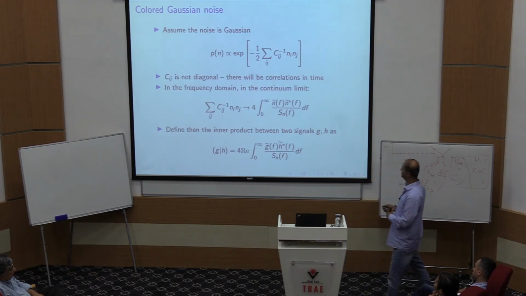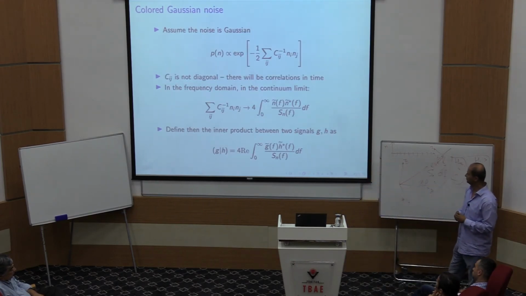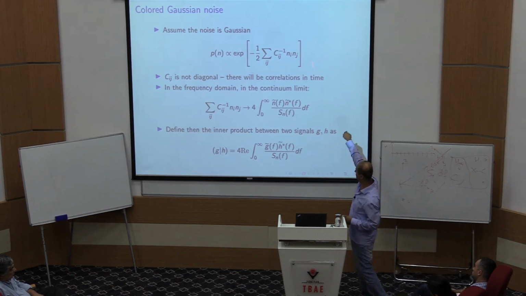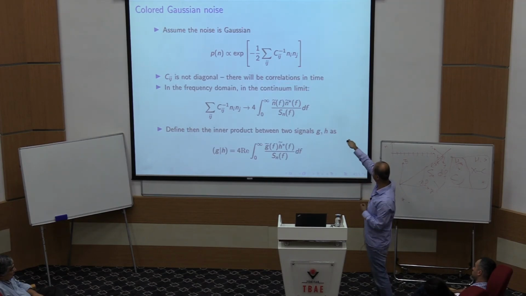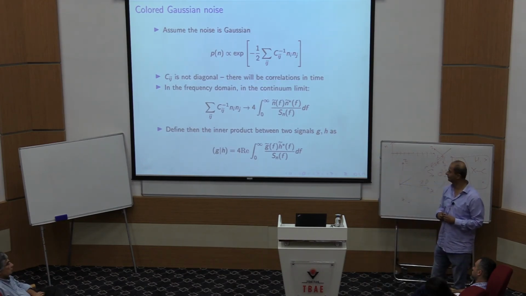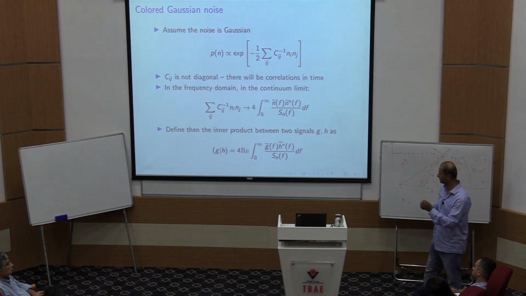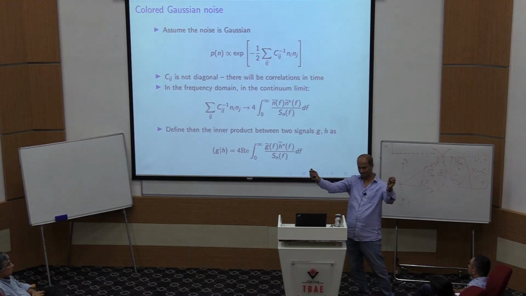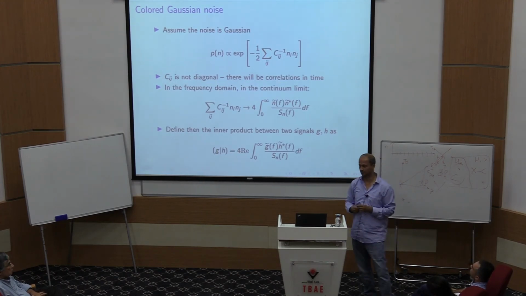And then assume the noise is Gaussian. So what that means is that the noise itself is this multivariate Gaussian. So I have n of these samples. So the noise distribution is some matrix here multiplying ni and nj, and the exponential of that. And once again, I do not assume that the C is diagonal. So it means that different noise samples can be correlated.